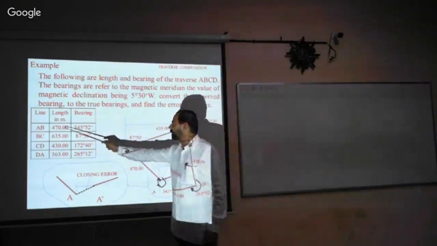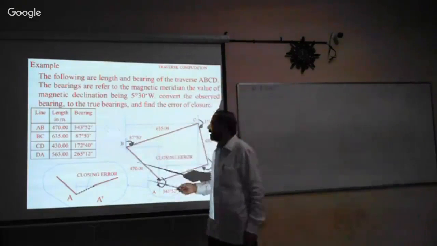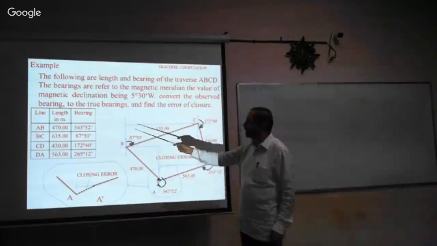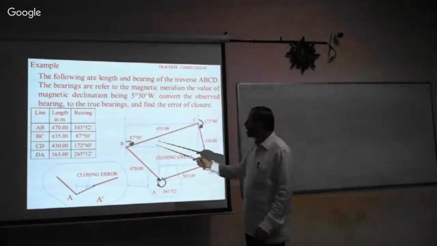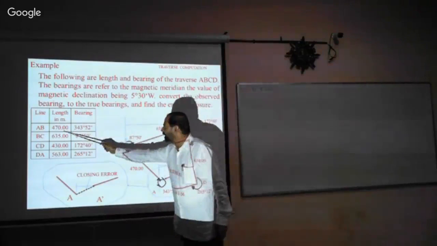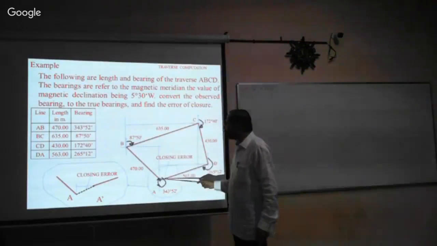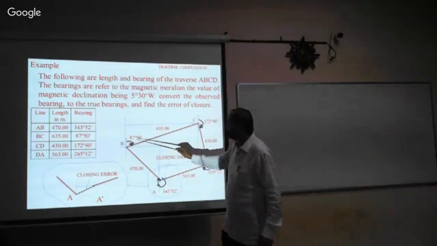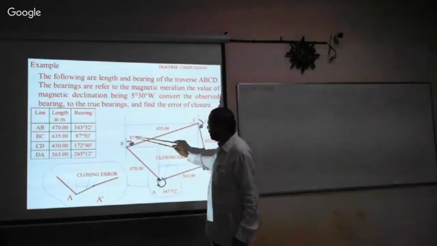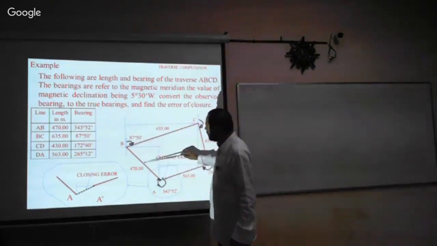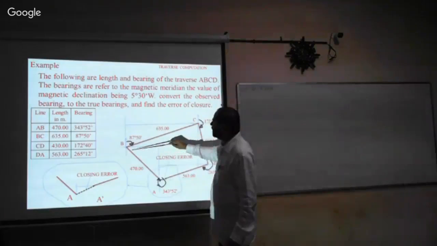The first line AB is 470 meters in length and has a bearing of 343. They are given in the whole circle bearing. AB is 470 meters long, and AB is from here to here.